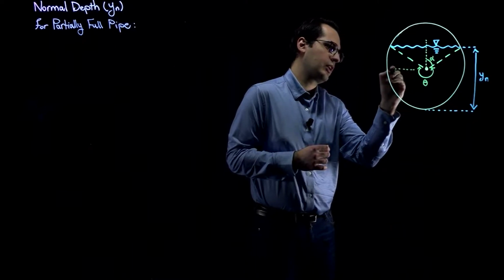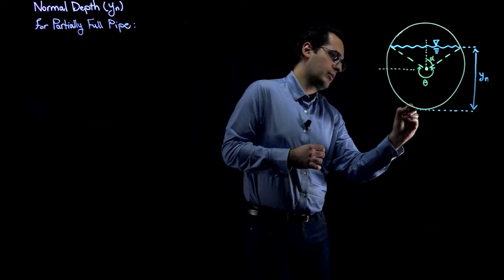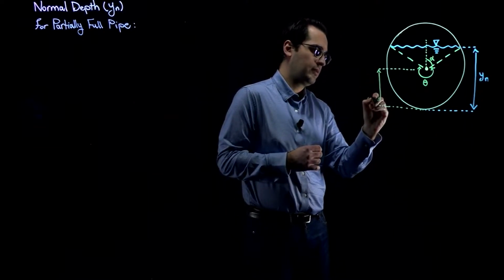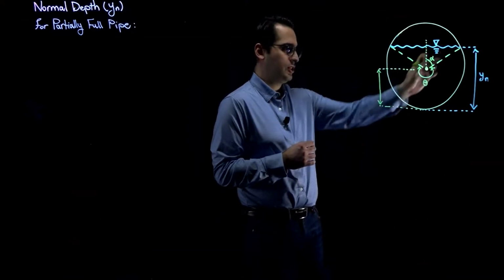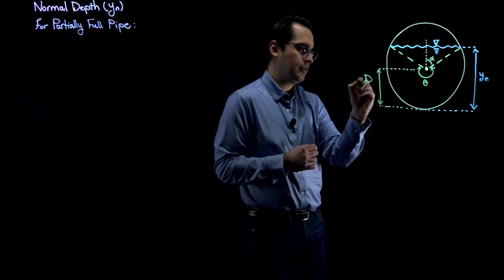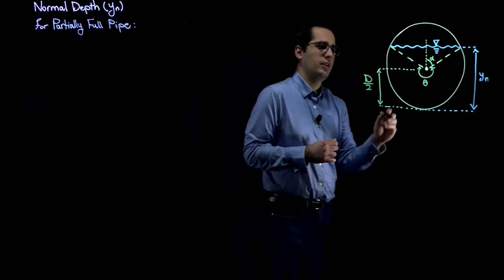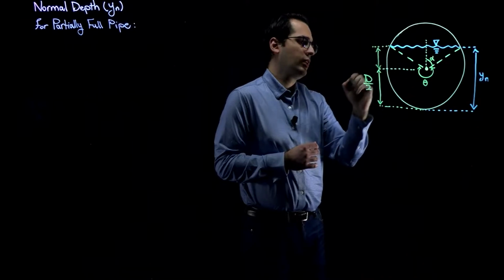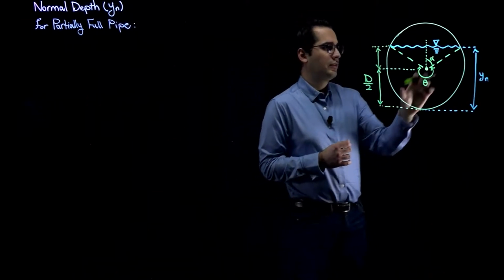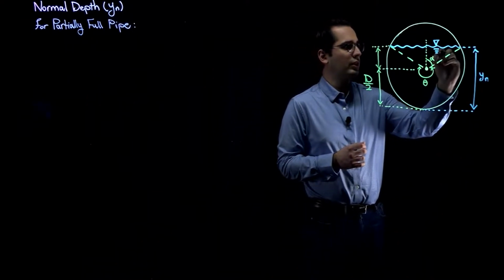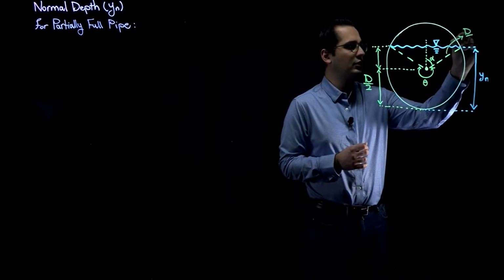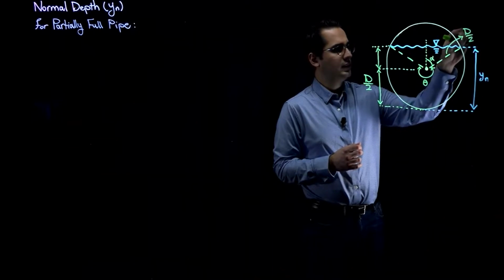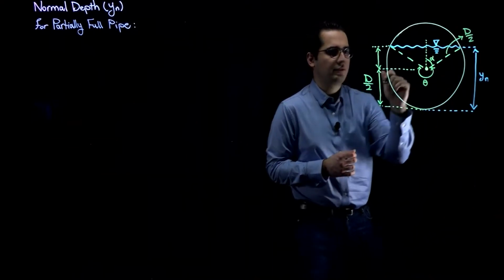So this length, for example, from the bottom of your pipe to the center of it, is the radius of the circle, or diameter divided by 2. The other thing that I want to define is this length. If this length is radius, in other words diameter divided by 2, then this length would be d divided by 2 times cosine of alpha.